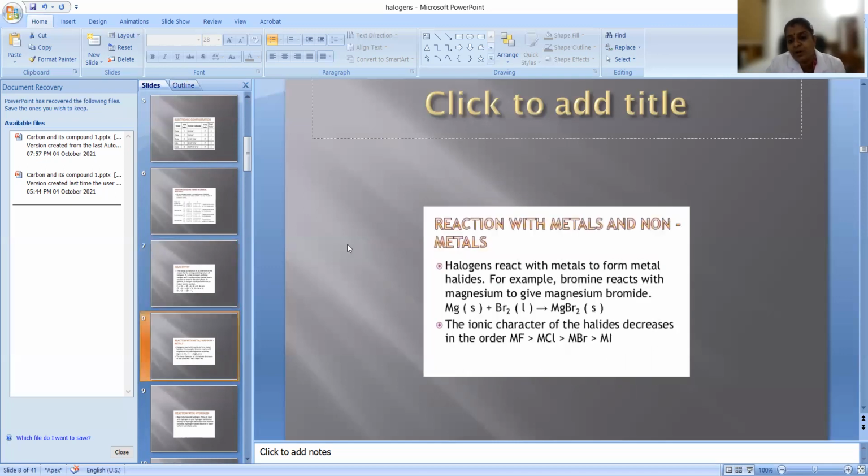Now, reaction with metal and non-metal. They will react with both metals and non-metals. When they react with a metal, it will form a salt. The ionic character of the halide decreases in the order. So when a metal reacts with bromine or another halogen, they form ionic compounds. But the ionic character of the halide decreases as we move down; ionic character is decreasing and covalent character is increasing.